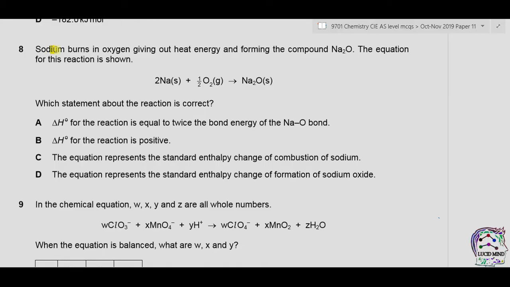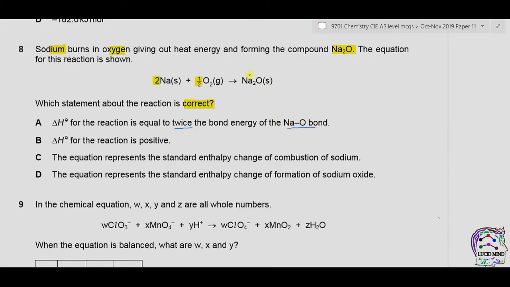Question number 8. Sodium burns in oxygen, giving out heat energy and forming the compound sodium oxide. The equation for this reaction is shown. 2 moles of sodium reacts with half moles of oxygen to form 1 mole of sodium oxide. Which statement about the reaction is correct? A. Enthalpy change for the reaction is equal to twice the bond energy of the sodium-oxygen bond.